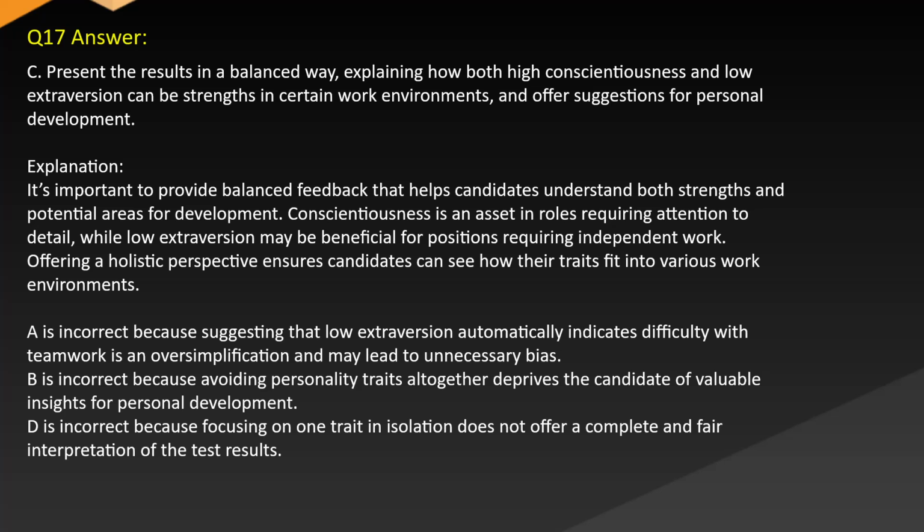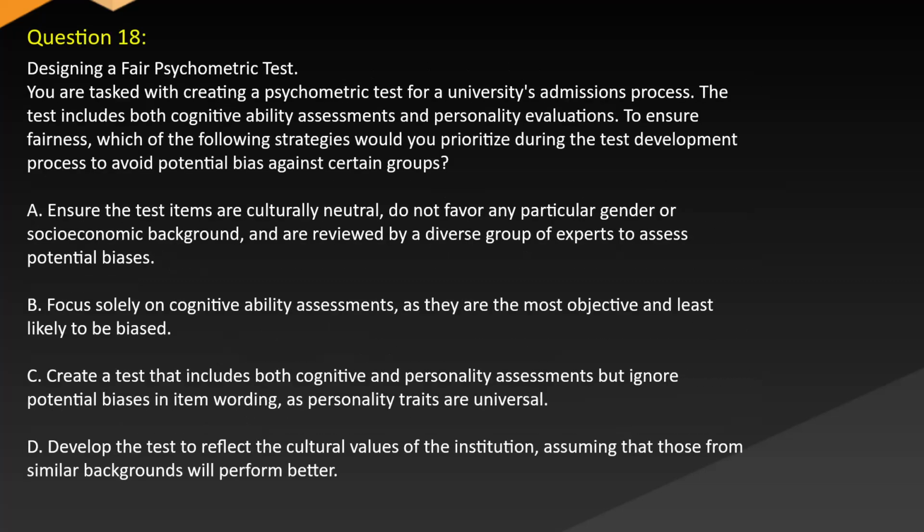A is incorrect because suggesting that low extroversion automatically indicates difficulty with teamwork is an oversimplification and may lead to unnecessary bias. B is incorrect because avoiding personality traits altogether deprives the candidate of valuable insights for personal development. D is incorrect because focusing on one trait in isolation does not offer a complete and fair interpretation of the test results. Question 18. Designing a fair psychometric test.